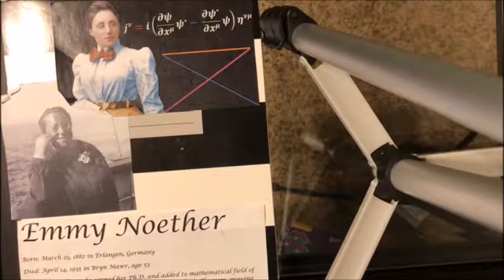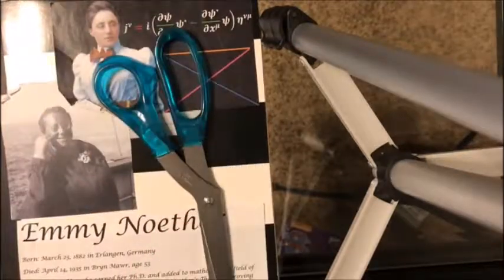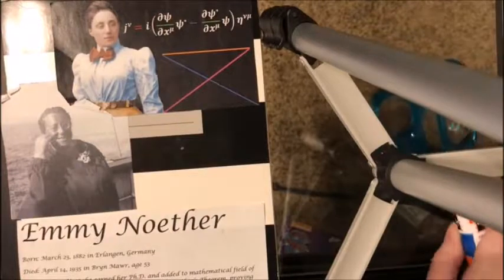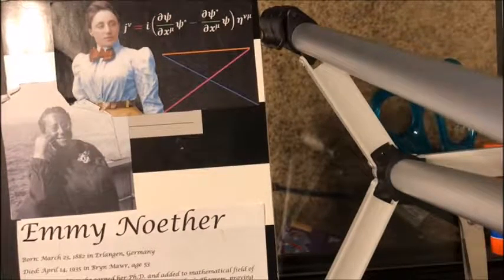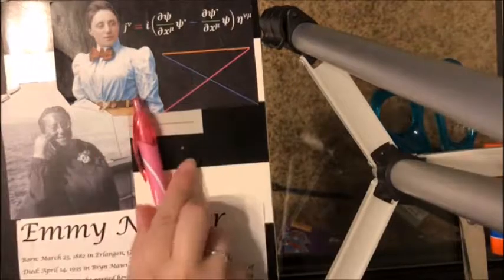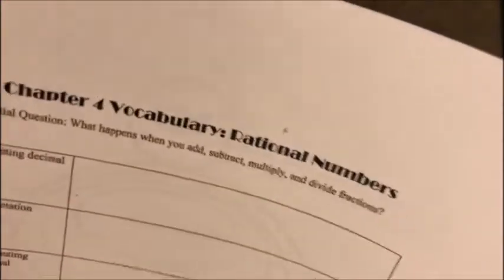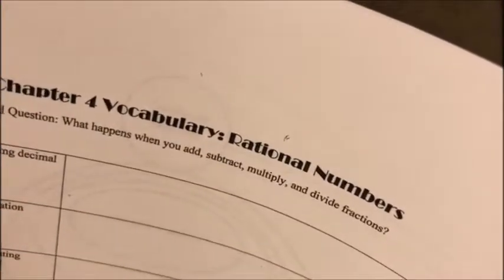Alright, this is the Chapter 4 setup video for Gryffindor. So you will need your ISN, a pair of scissors, glue stick or bottle of glue, a pen, and a packet that says Chapter 4 Vocabulary Rational Numbers at the top.